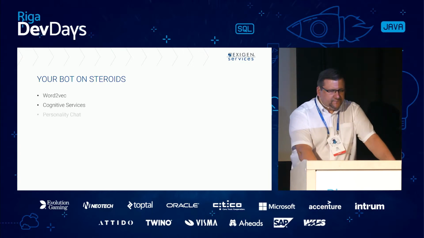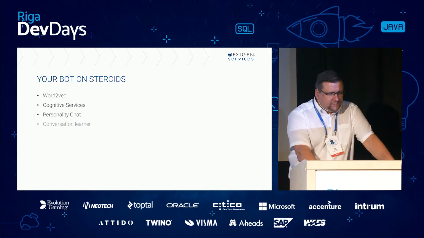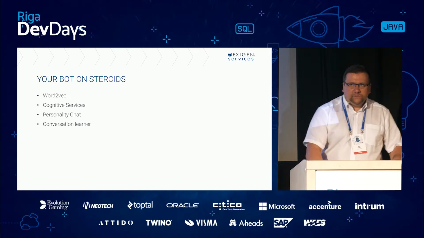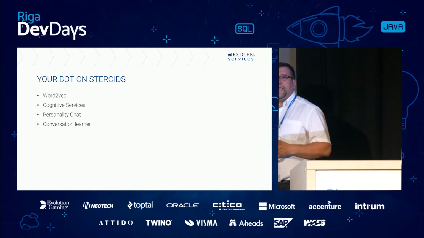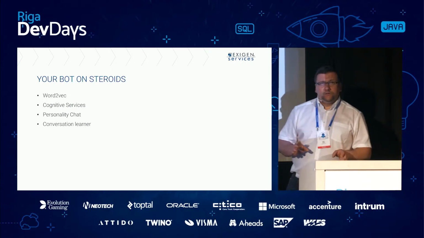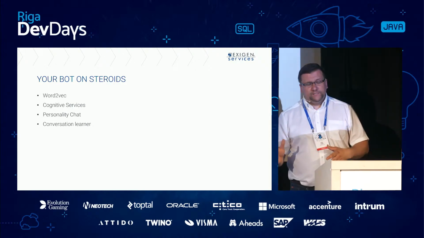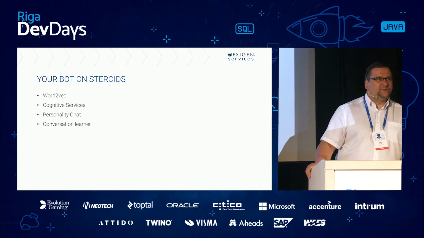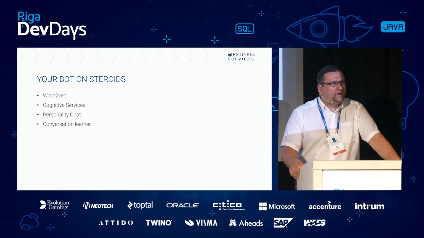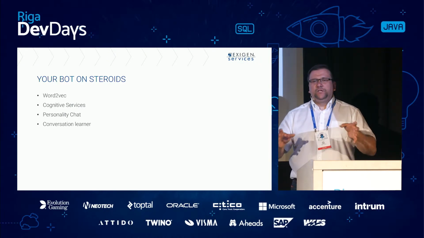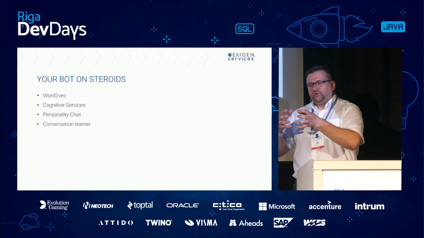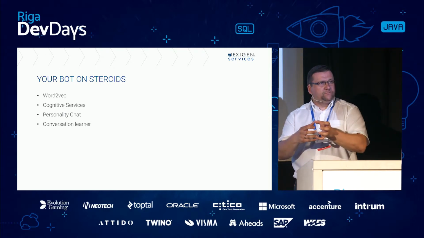Cognitive services, personality chat, conversation learner. So remember, you need to find, and actually it's the next $1 billion idea. It's a quarter of the Instagram price. Yeah, as you remember, Instagram was sold for $4 billion. So the next $1 billion idea is to develop the training environment for bots.